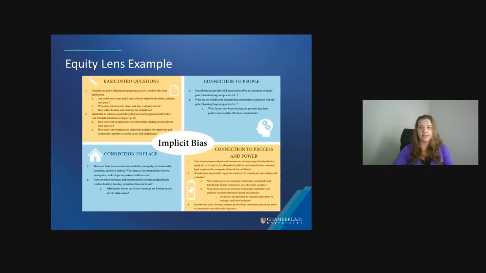This is an example of an equity lens. It provides an opportunity to assess the impact of policy on people, the organization, and process power. And I like to think of this as sort of organizational introspection. So I know this slide is a little small, but if you put implicit bias as that concept that you want to evaluate in your policies, you can work through a lens such as this to help you determine where there may be areas for improvement within your organization.